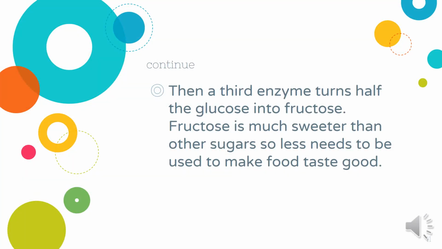Then, as I mentioned, we have a first enzyme and a second enzyme. Both of them are carbohydrases, the first one from bacteria and the other one from fungus. The third enzyme turns half of the glucose into fructose, and that's what we need. And fructose is much sweeter than other sugars, so less needs to be added to make food taste good.